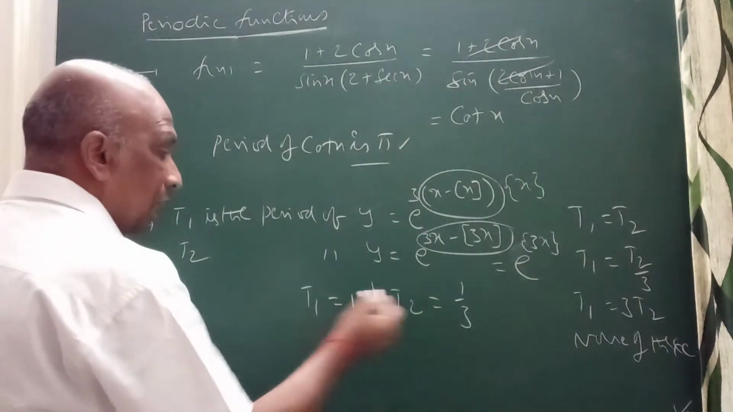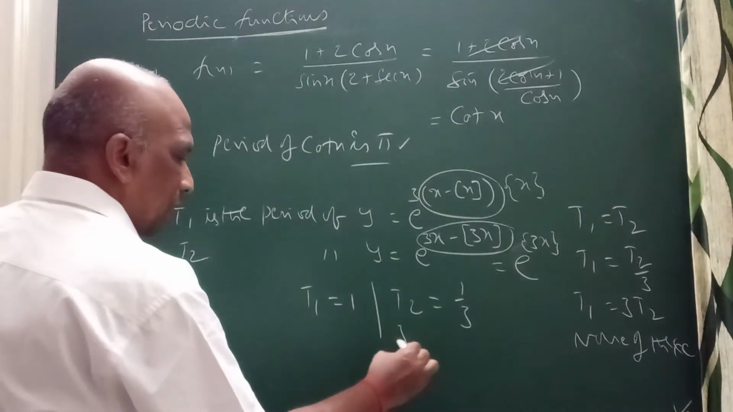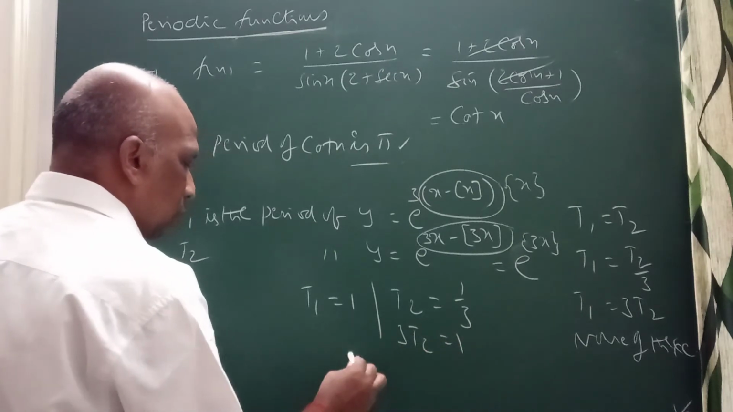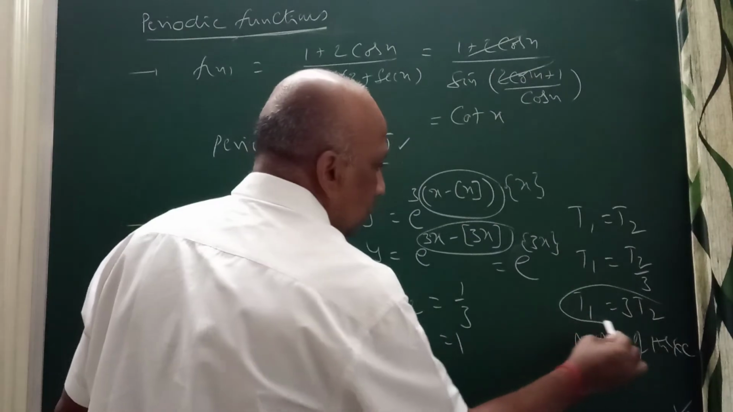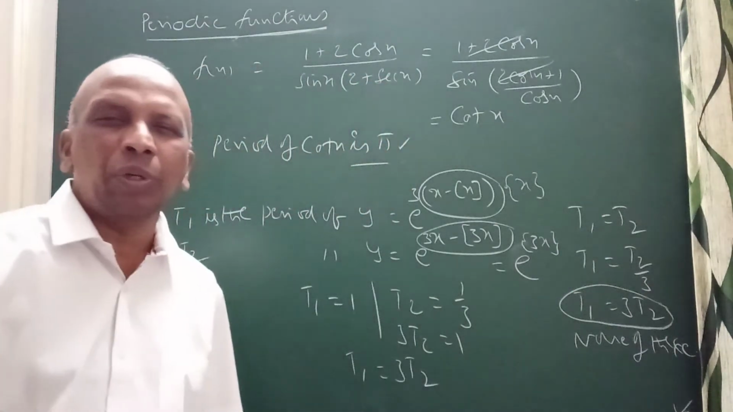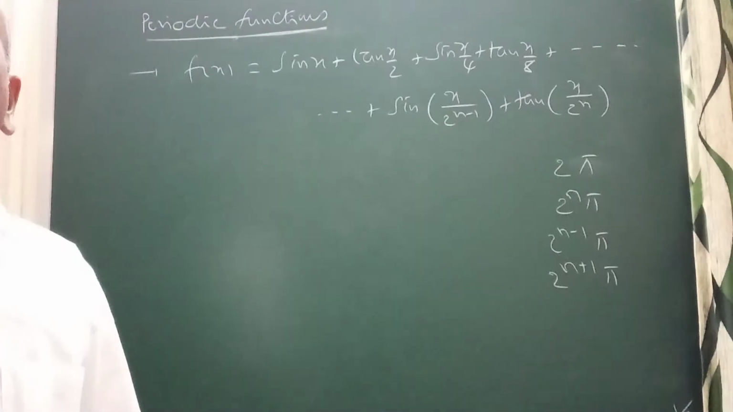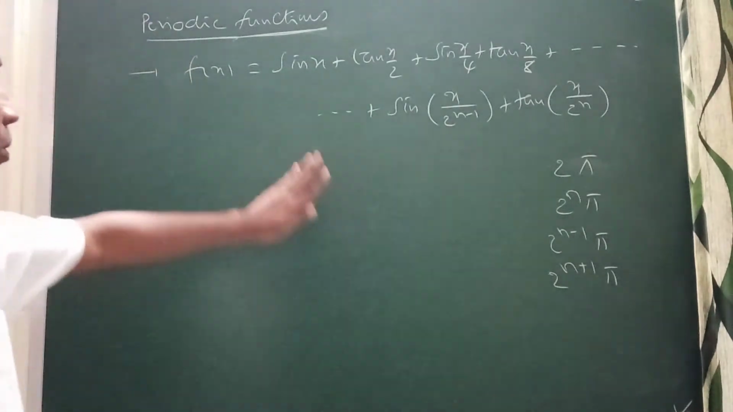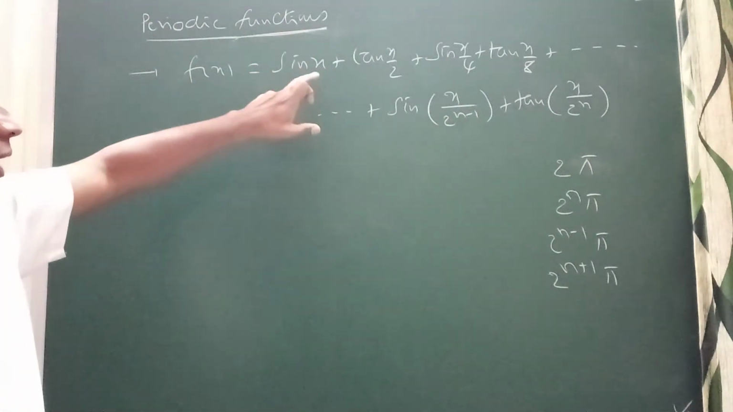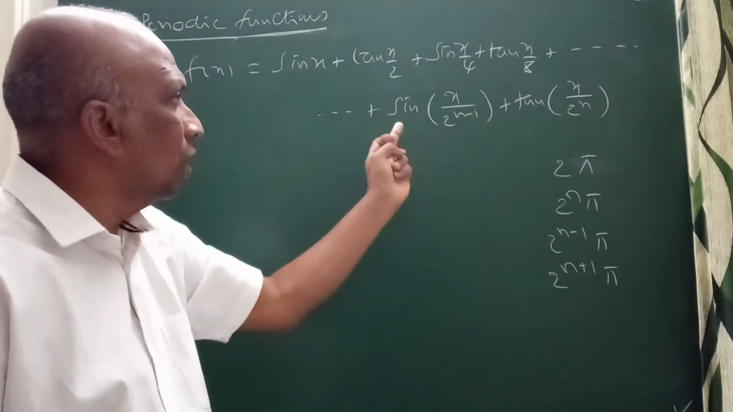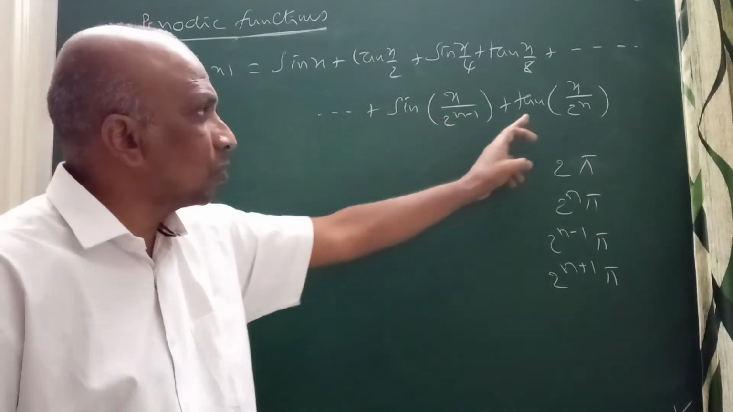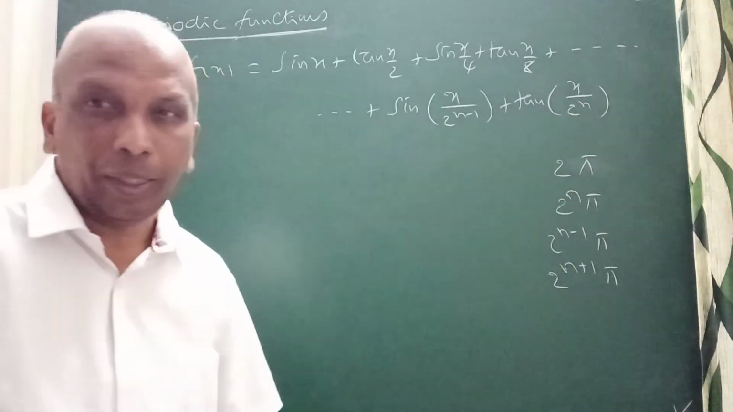So now we check the relation between these two. 3T2 is equal to 1. So T1 is equal to 3T2. So this is your answer. T1 equals 3T2. Now observe this problem. The period of this function they are asking: sin x, tan x by 2, sin x by 4, tan x by 8 and so on. Sin x by 2 to the power of n minus 1 plus tan of x by 2 to the power n.